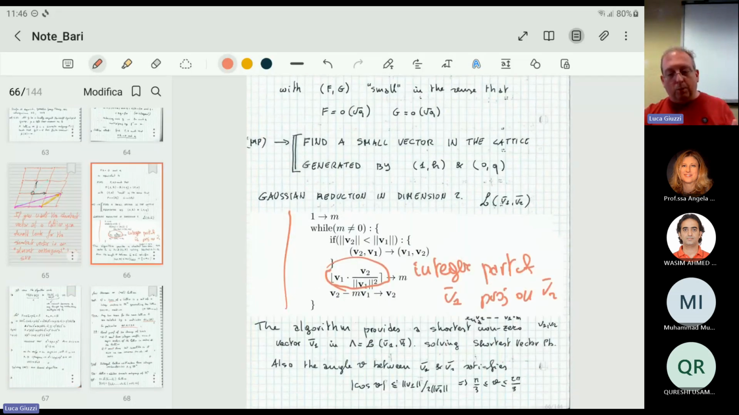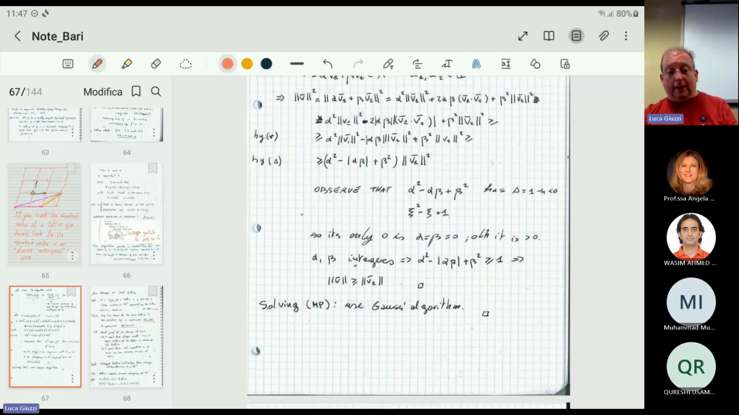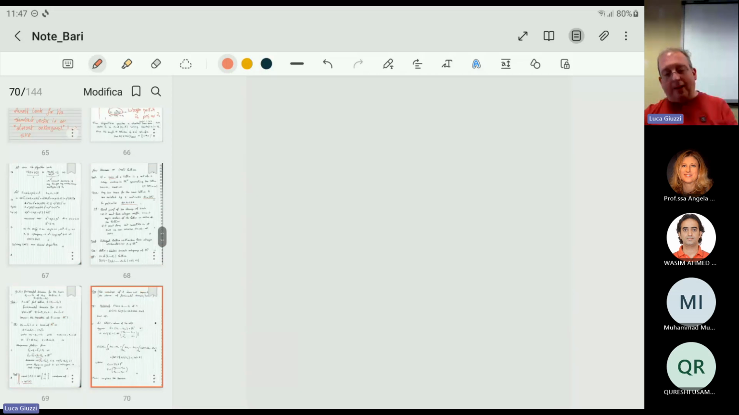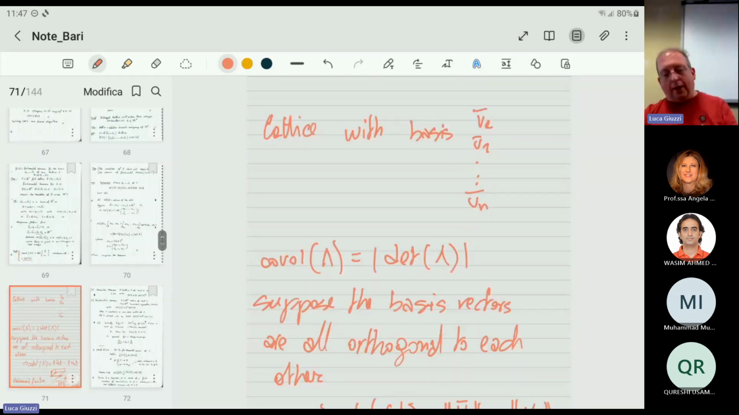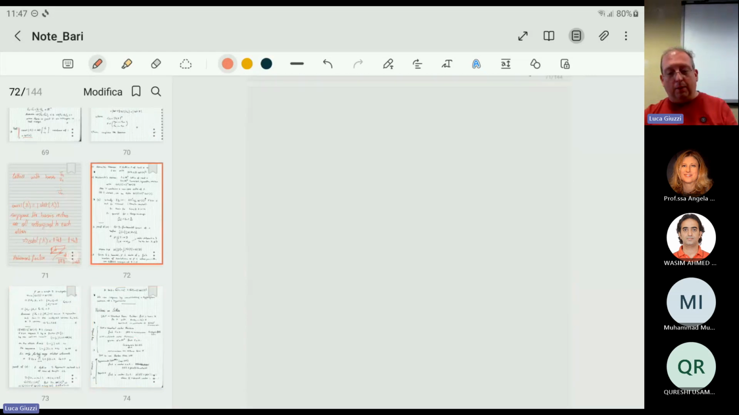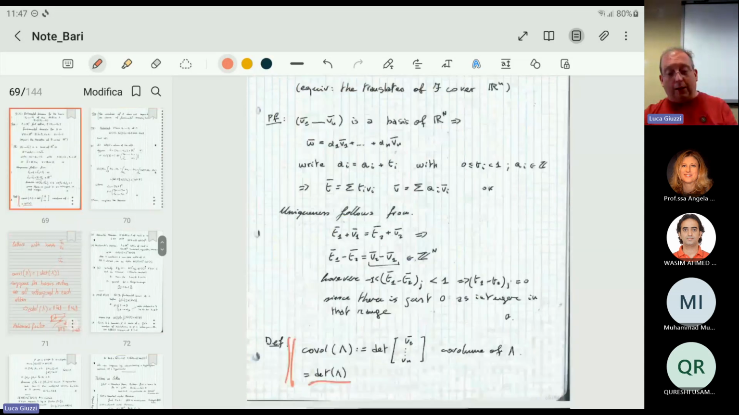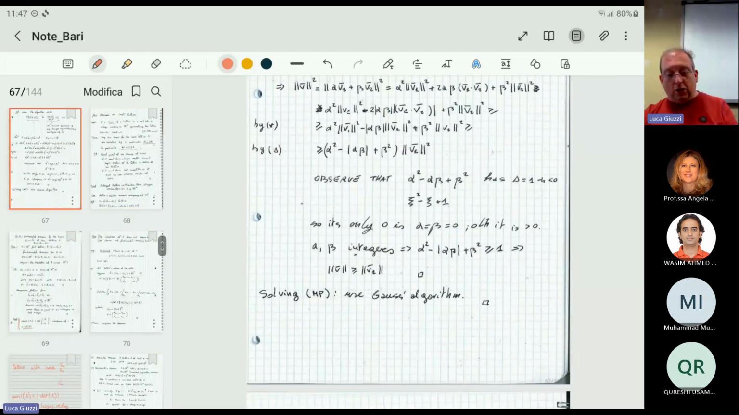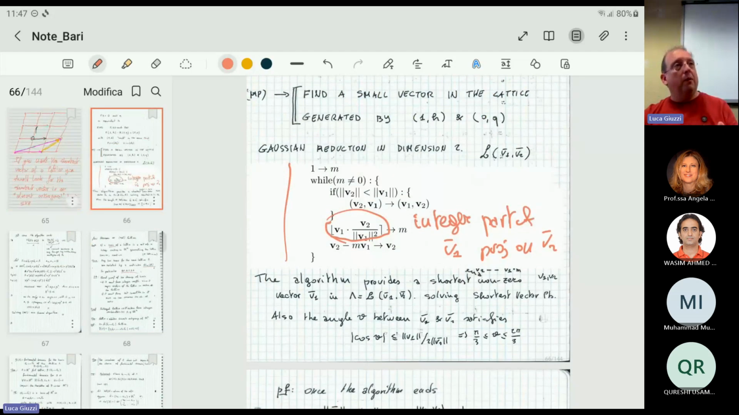So in dimension 2, it's easy to perform Gaussian reduction. And this has also a nice application to an algorithm which you would not think to be lattice-based, but actually is. I want to show you this application because it shows that lattices also appear in unexpected places: computing the greatest common divisor of two numbers.